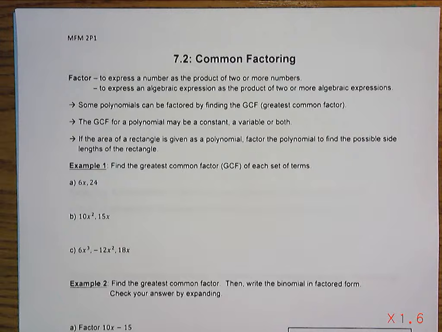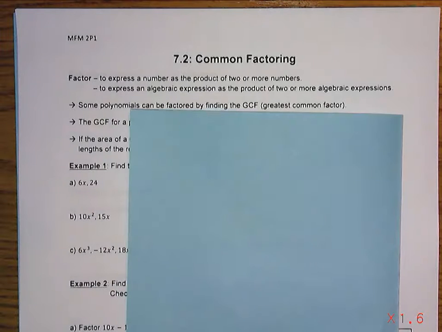Today we are looking at common factoring. Common factoring is the opposite of the distributive property. So division is the opposite of multiplication. Subtraction is the inverse. When in math we use, instead of the word opposite, we say inverse operation. So subtraction is the inverse operation of addition.